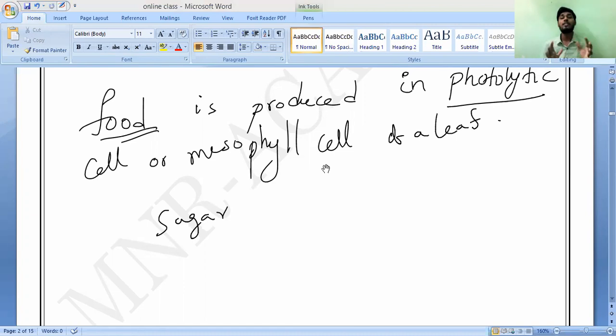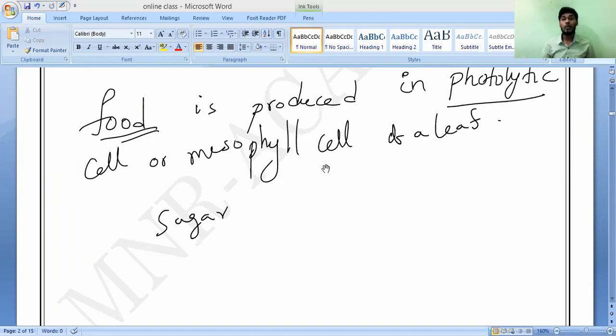So the food which is made by these mesophyll cells of a leaf will enter into the sieve tubes of the phloem, the interconnected phloem tubes which are present in all the parts of the plant. Once the food, like sugars, enters the phloem tubes in the leaves, it is carried to all the parts of the plant by the network of phloem tubes present in the stem, roots, other branches of the tree, everything.